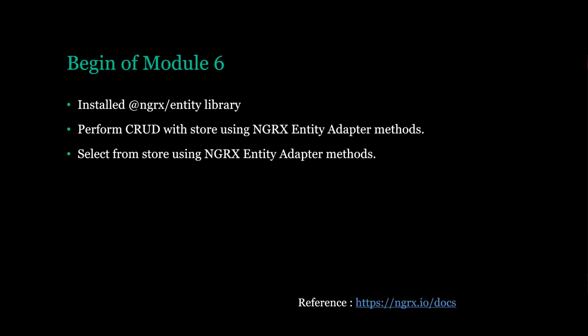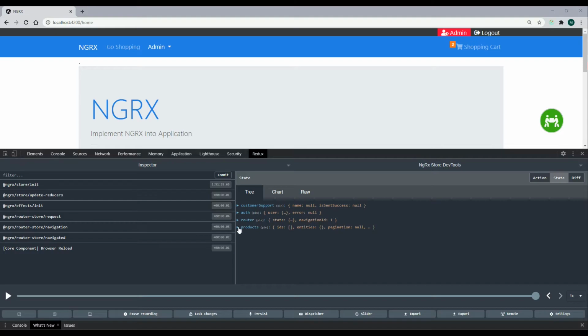So let's take a look at our project and see what it's going to look like after we're done with module 6. By the end of module 6, you'll see this products feature within our store. As you can see, it looks a little different than our other features. We're going to be storing all of our products within this entities, and we'll be checking that out throughout this module. Also, we'll be adding some pagination as well throughout this module.